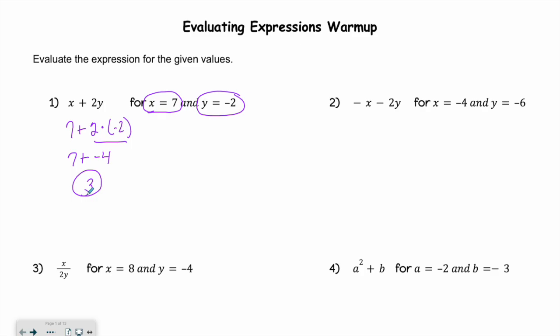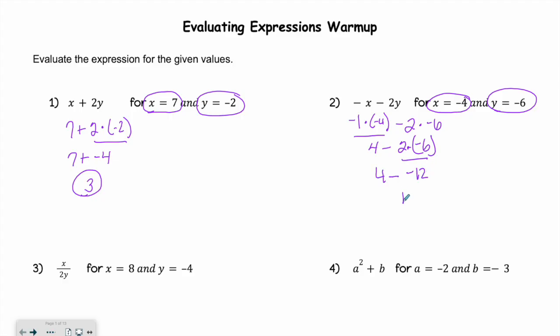In the second one, remember -x means -1 times x. So I'm going to put -4 in for x and -6 in for y. Multiply, -1 times -4 is 4. And then 2 times -6 is -12. 4 minus -12 gives us 16.